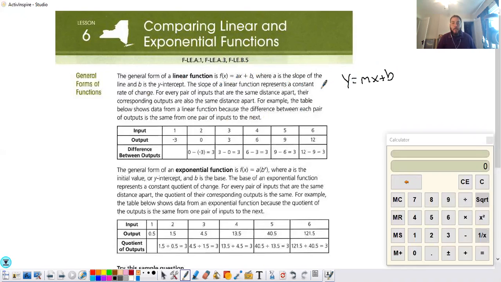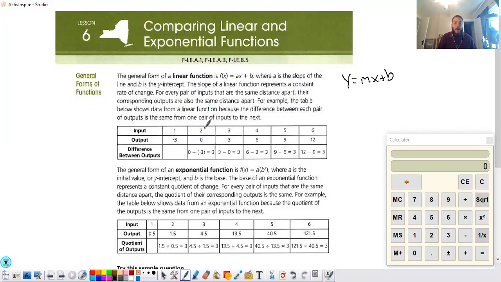The slope of a linear function represents a constant rate of change, where we are adding or subtracting, right? So we're counting by either adding or subtracting. For every pair of inputs that are the same distance apart, their corresponding outputs are also the same distance apart. For example, the table below shows the data from a linear function because the difference between each pair of outputs is the same from one pair of inputs to the next.